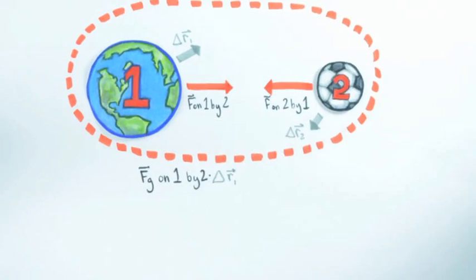First, there's a work done by the gravitational force on mass 1 as it displaces by delta r1. Here, that's just the scalar product of the force of gravity on 1 by 2 and the displacement delta r1. There's also, in general, work done by the gravitational force on mass 2 as it displaces by delta r2. That's just the scalar product of the force of gravity on 2 by 1 and delta r2. The total work is the sum of these.